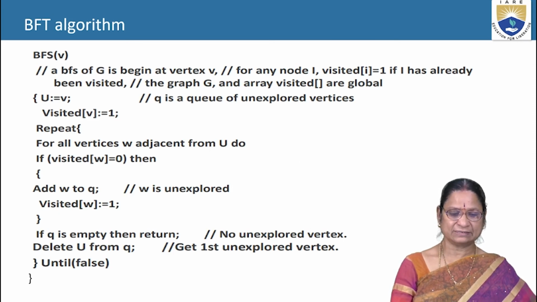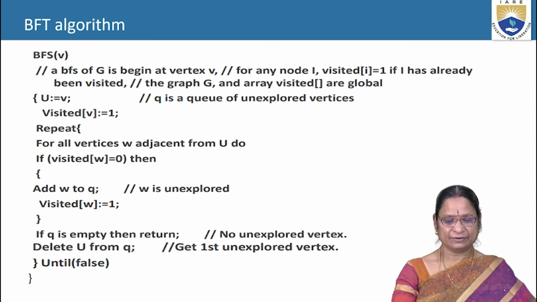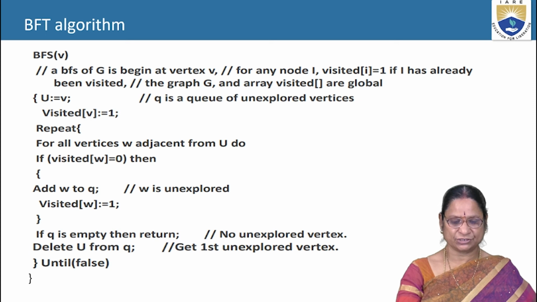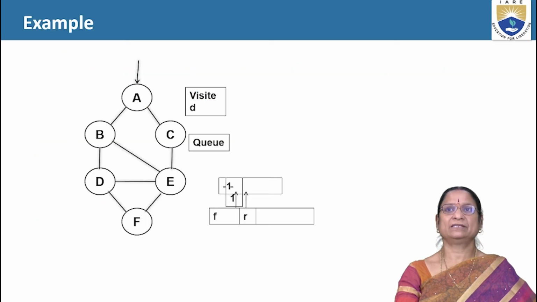For example, if you are considering BFS of V, U is equal to V, visited of V is 1. Repeat for all vertices W adjacent to U, and if W is unvisited, then its status is going to be changed. Then the process is continued. Delete from the queue and complete the process.